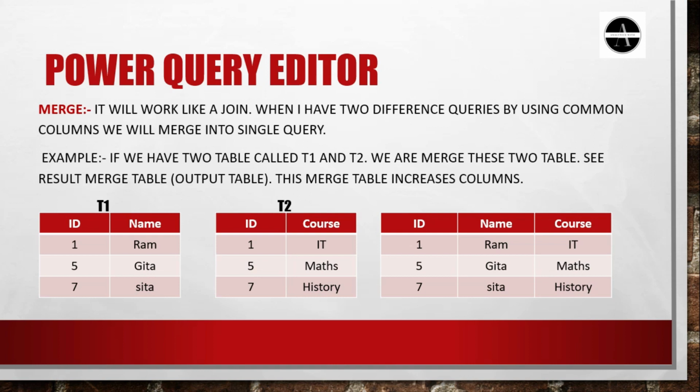Here merge increases the number of columns, whereas append increases the number of rows. So this is the main difference between merge and append that you must know. You should give some small example to explain these differences.